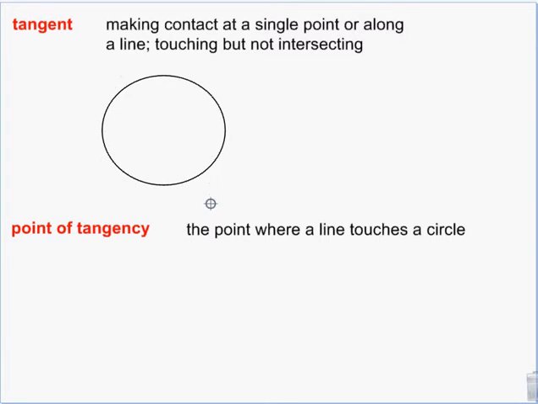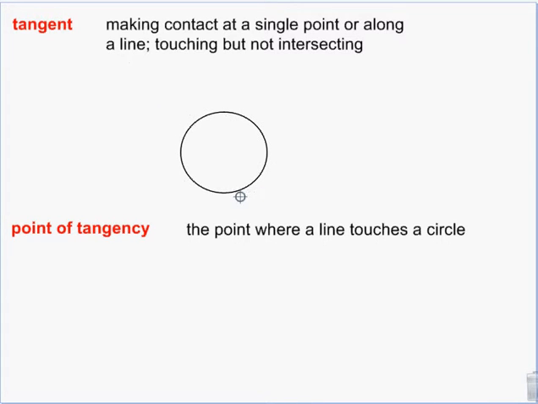A tangent makes contact at a single point on the circle. It touches the circle, but it does not intersect the circle like a secant line does. The secant line cuts into the circle, while the tangent just bumps up against it as it goes by. It's kind of like when you go off on a tangent: usually you touch on what you were originally talking about and then veer off to the left or right. Tangent lines sort of do that also.